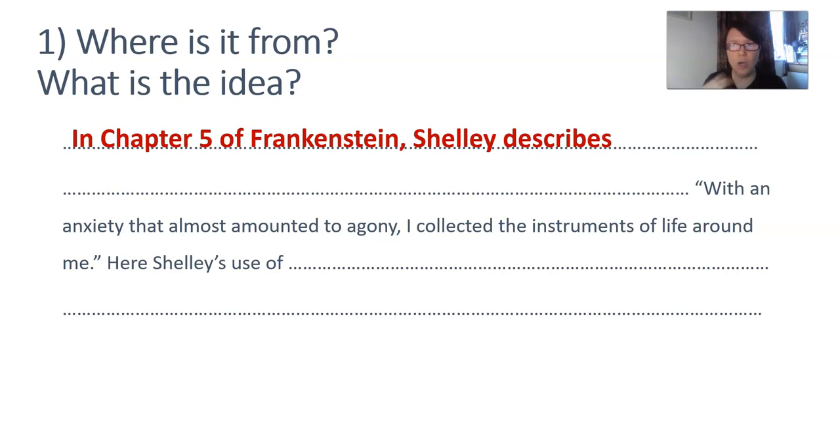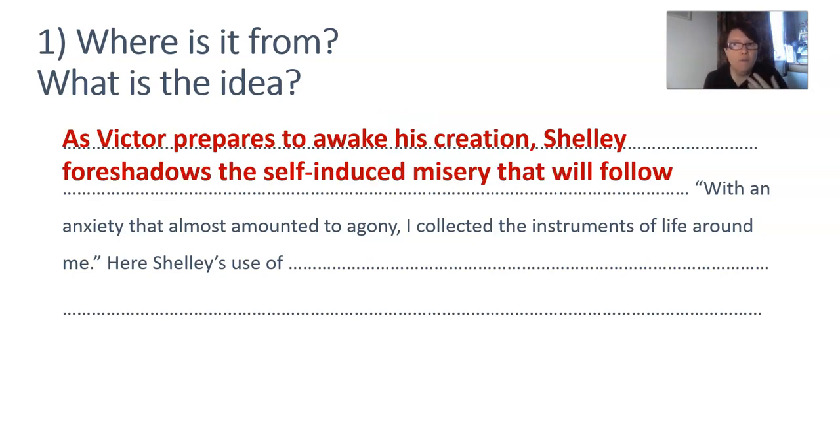Okay, that's not what I mean when I say where is it from. All right, this is not what we're going for. When I say you write it in a sentence that gives the location in the text, I don't mean the literal chapter number. I mean within the narrative of the text, within the story. So we're looking more for something like this. "As Victor prepares to awake his creation," that's where it is from.